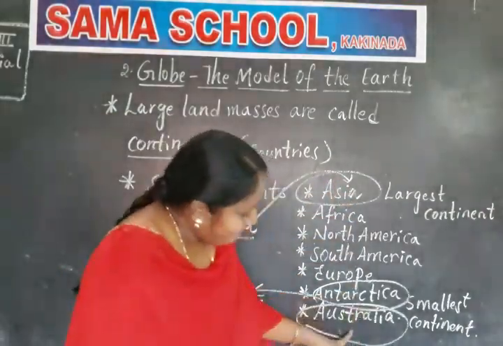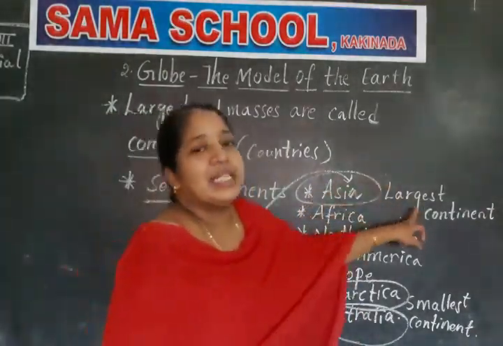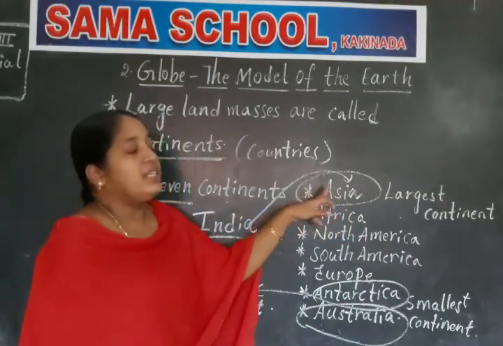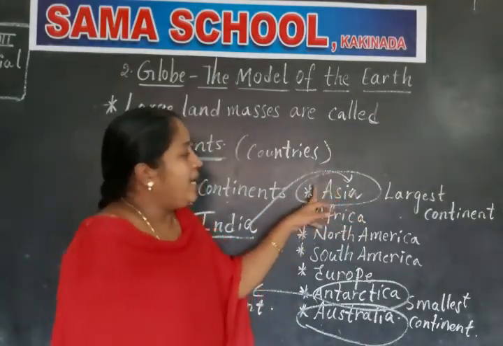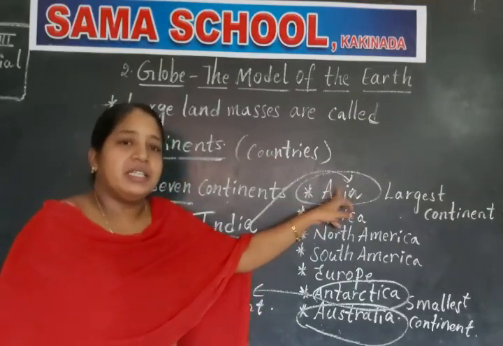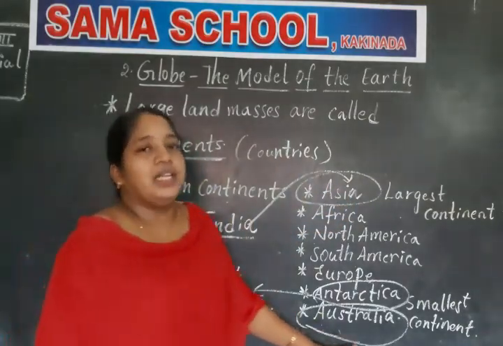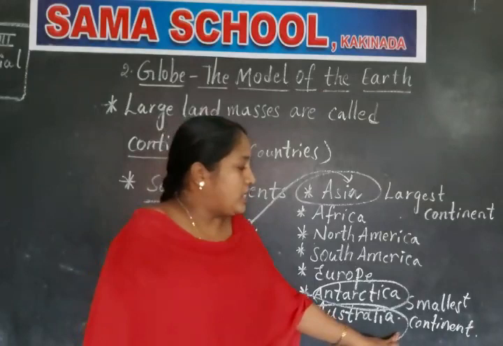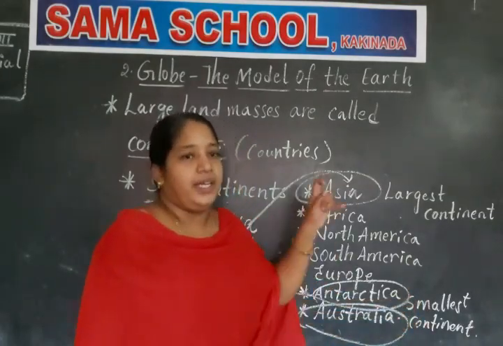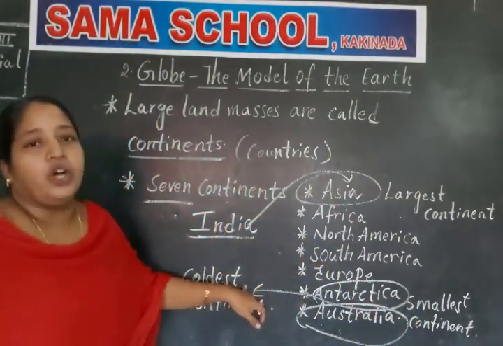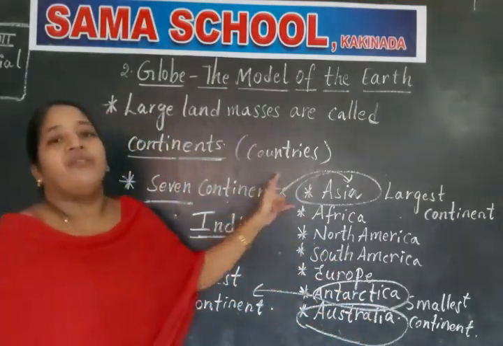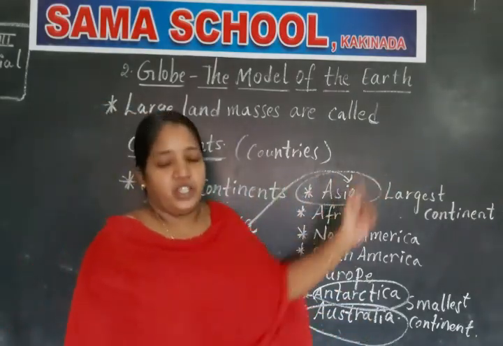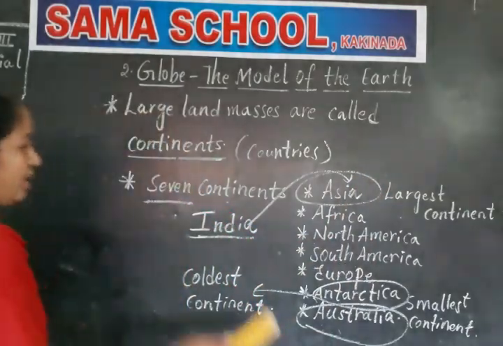Out of these 7 continents, which is the largest continent, children? Asia. Very good. Asia is the largest continent. And which continent is the smallest continent? Australia is the smallest continent. And which is the coldest continent? Antarctica. Okay. Our India lies in which continent? Asia continent. Clear children?